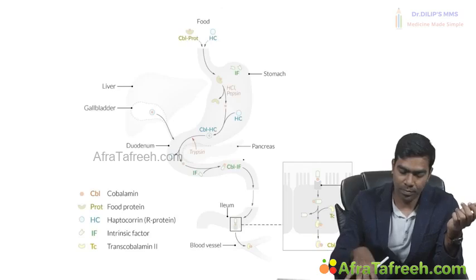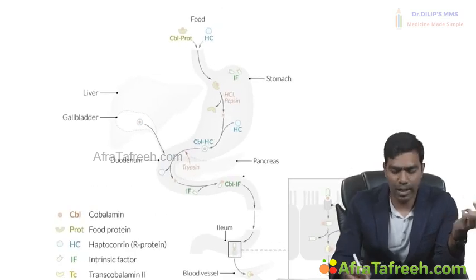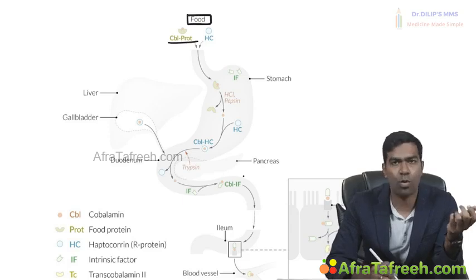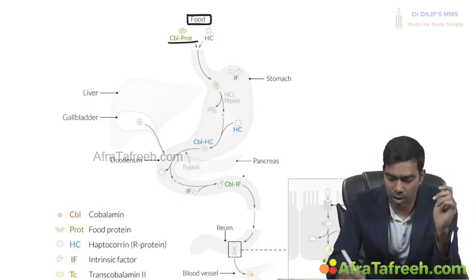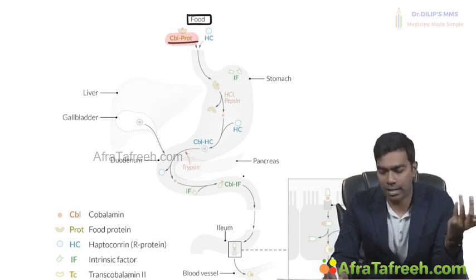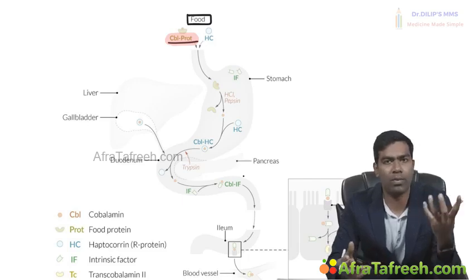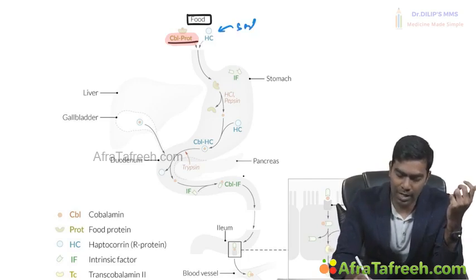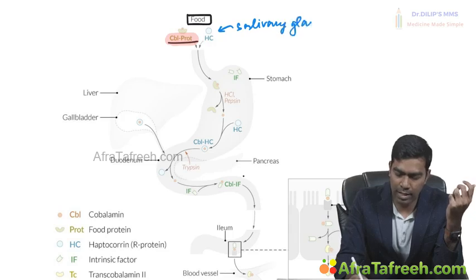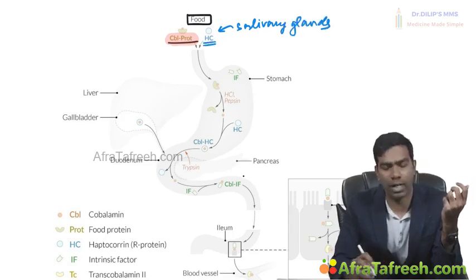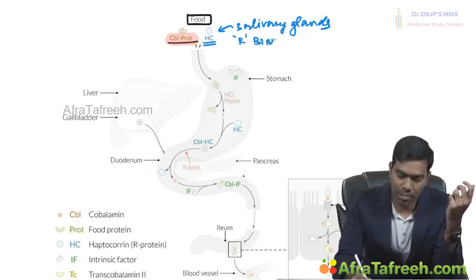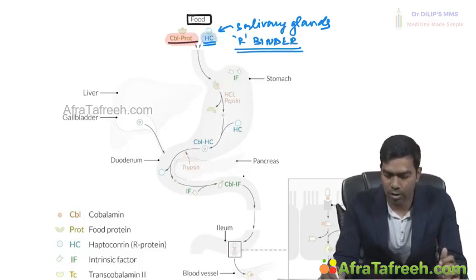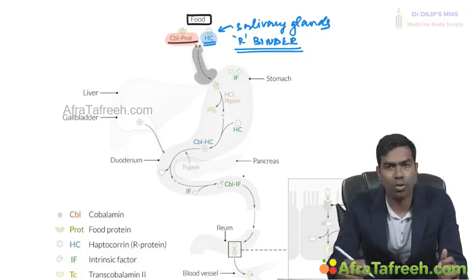So you can see here, you're ingesting food, let us assume an animal product, which contains a lot of cobalamin. But the problem is that this cobalamin is attached to the proteins contained in the food. So the B12 will be attached to the proteins in the food itself. At the same time, your salivary glands secrete something called haptocorin, also referred to as R-binder. The other name for R-binder is haptocorin. Both come down to the stomach.